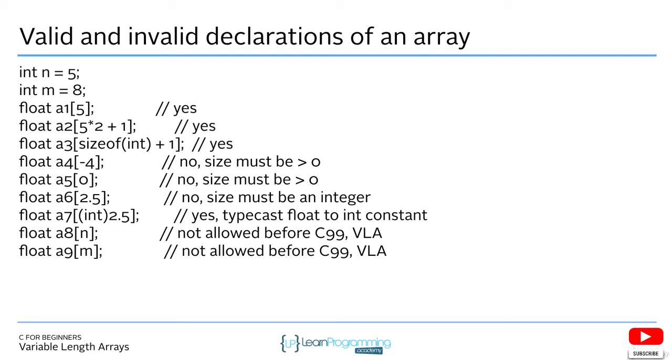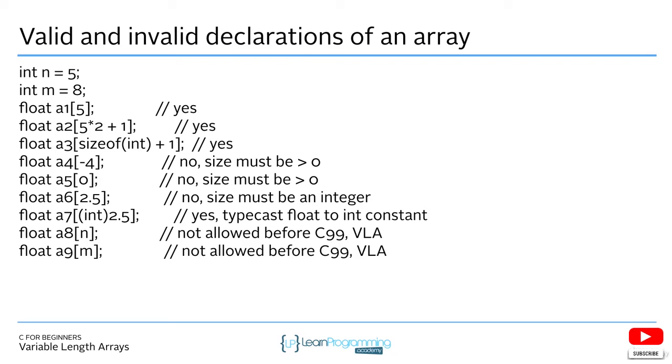There are other examples here of valid declarations of arrays as well that you may want to pay attention to. Perfectly fine if you're setting an array to a specific size like 5. You can use expressions when you assign the size of an array. So in the next example, 5 times 2 plus 1, that's fine. The other thing to notice here is we're using the sizeof operator. And that's perfectly fine too, because that's going to return an int, right? Sizeof int is going to either return 4 or 8 depending on the machine you're running on. And then you're adding 1 to it, perfectly fine.